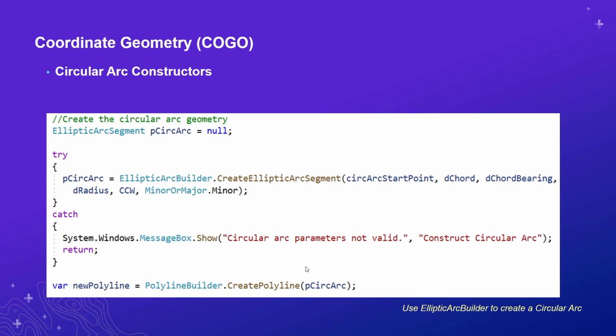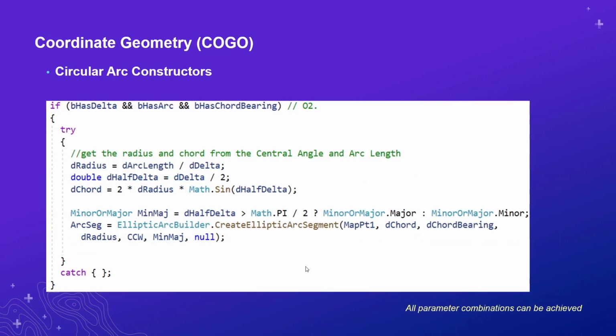And so on the elliptic arc builder, there are a number of overloads. There are 2 or 3 overloads that are specifically about circular arcs, and those are the ones that we would use in a COGO environment. So in this case, you can see that we're using a chord length, chord bearing, radius, and counterclockwise, so curve to the left, and a major or minor for the circular arc.